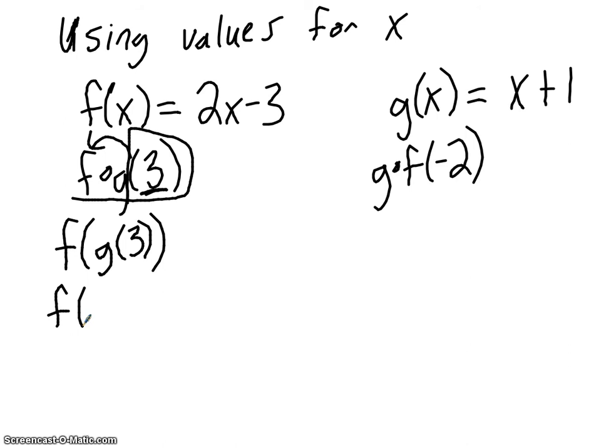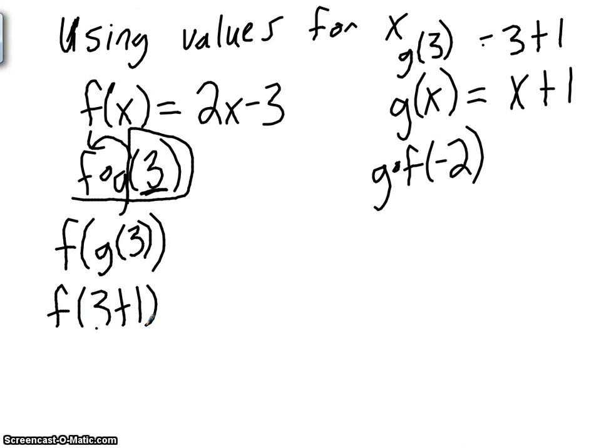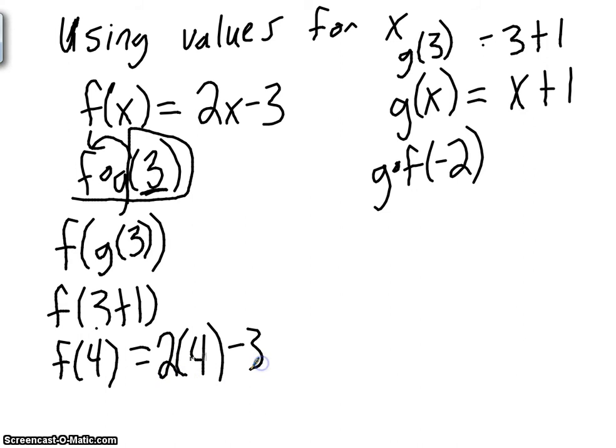If I'm looking at g of 3 here, that would tell me I'd have 3 plus 1. So over here, g of 3 would be the 3 plus 1. Now we can work that out ahead of time and just say we're really looking at f of 4, which would tell me to plug into the f equation. So I've got 2 times 4 minus 3 will give us 8 minus 3, or 5.